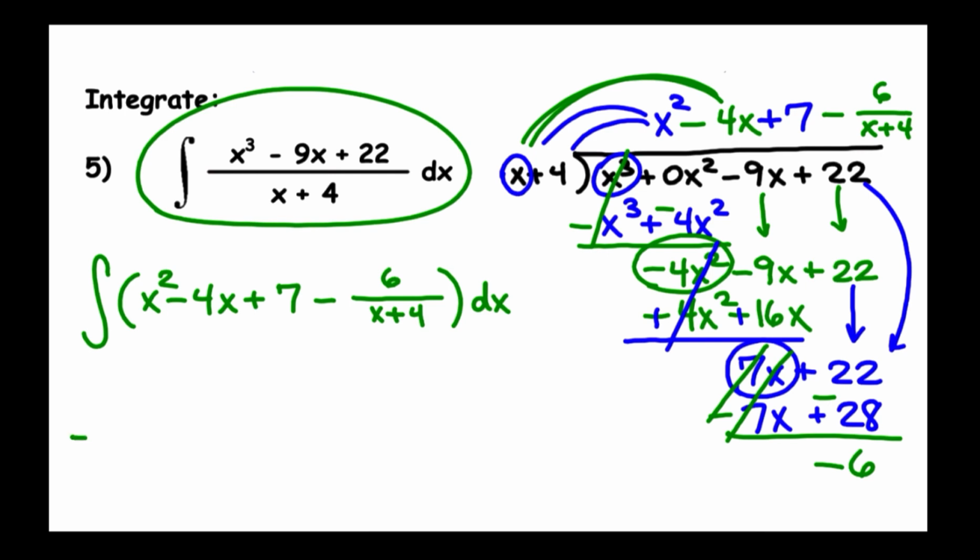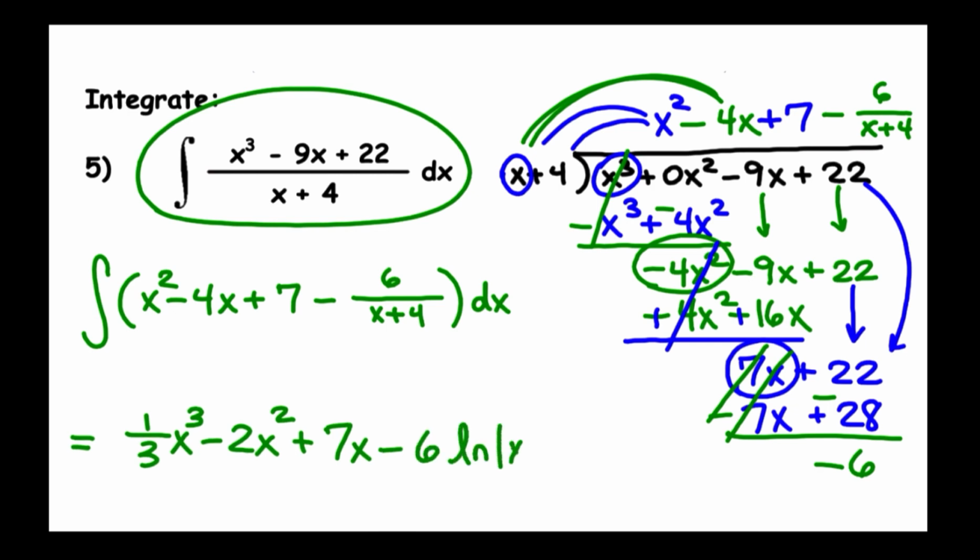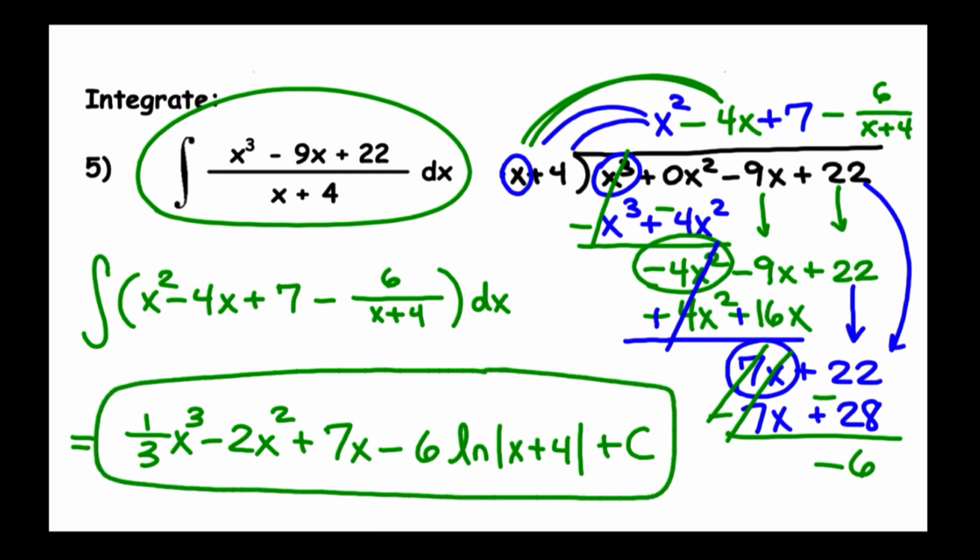All right, here's my final answer. 1/3 x to the third, minus 2x squared, plus 7x. And here comes the natural log: minus 6 natural log of x plus 4. Gotta have the absolute value. Plus c. Gotta have that as well. That's it. I didn't have to do a u sub because this was just a 1, so I was able to just be done with it.